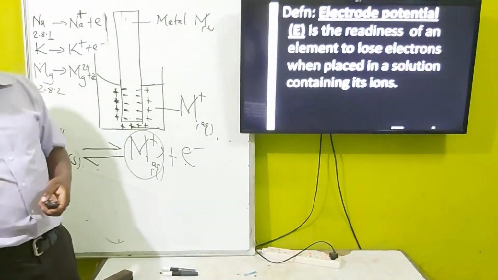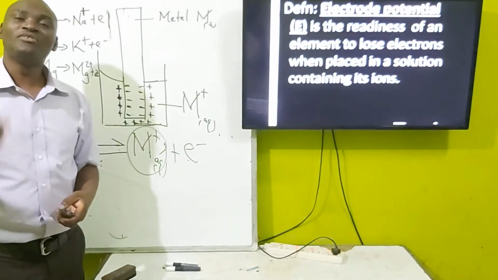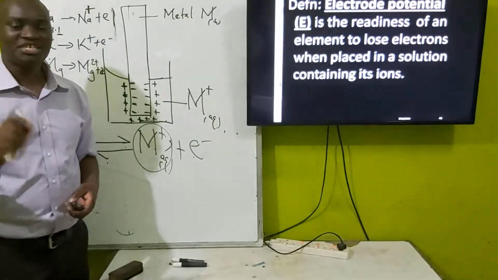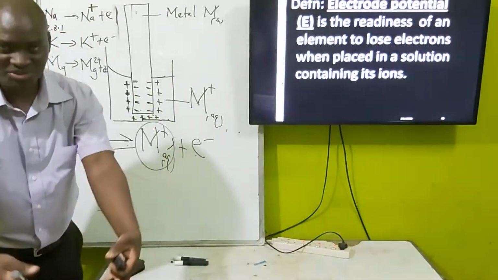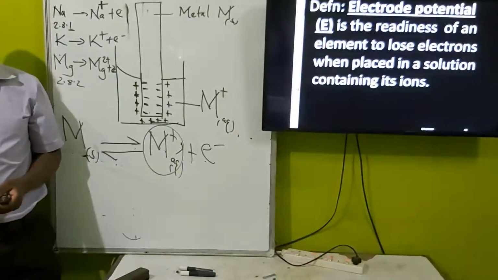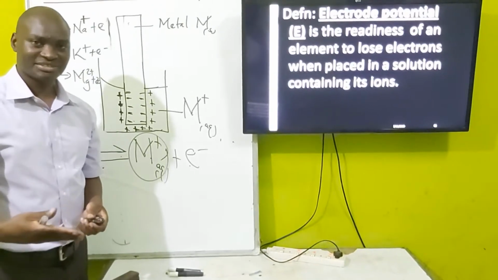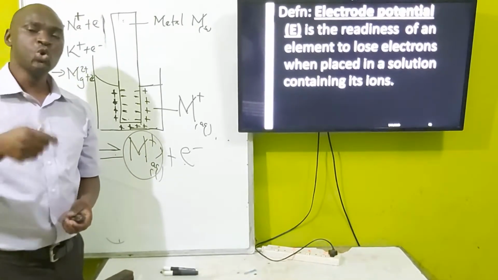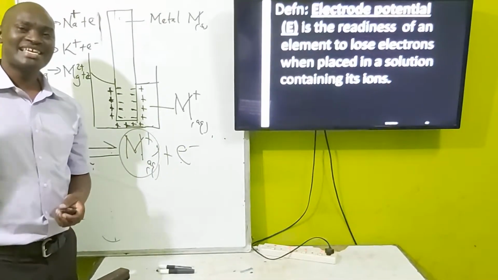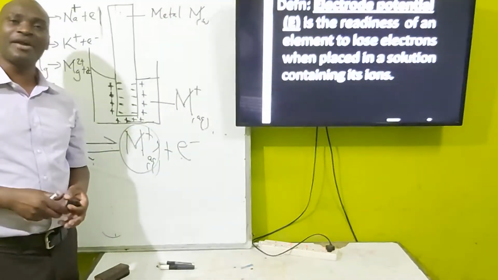Therefore, electrode potential is just a measure of the readiness of an element to lose electrons when placed in a solution that contains its what? Ions. The readiness of an element to lose electrons when placed in a solution that contains its ions.